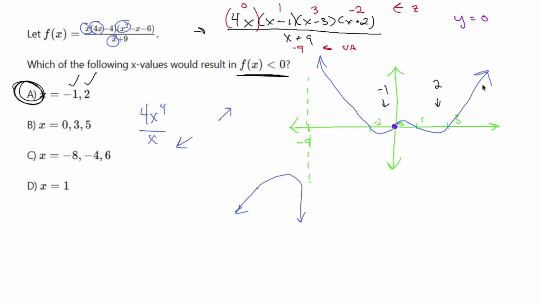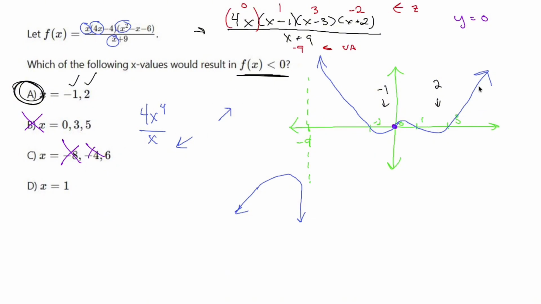If I were to plug in 5, that's going to live above the x-axis. So none of these would work. It's not like some of them would work. None of them would work. If I would plug in -8, that's over here. That's above the x-axis, so you don't work. If I were to plug in -4, same thing. That's above the x-axis. You wouldn't work.